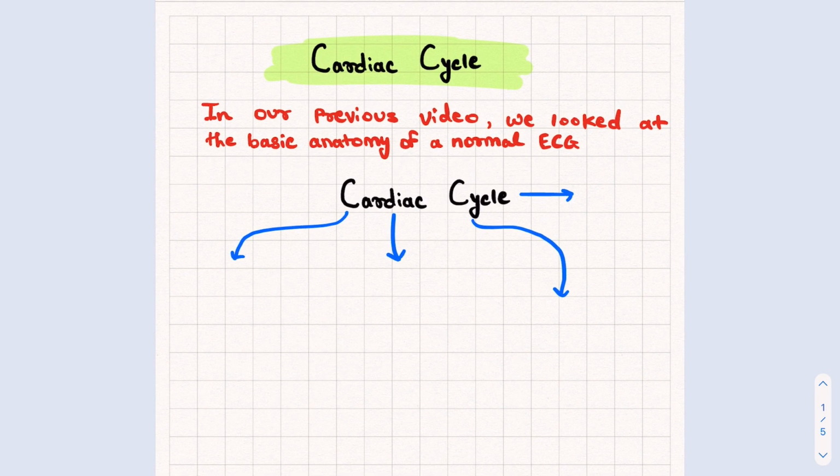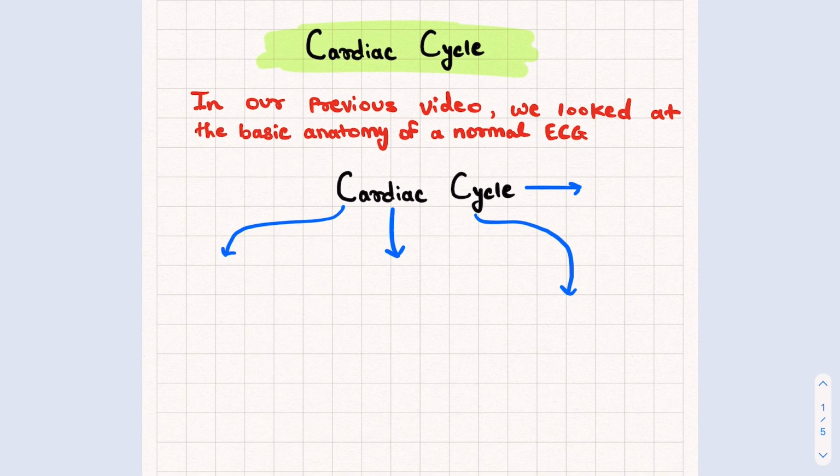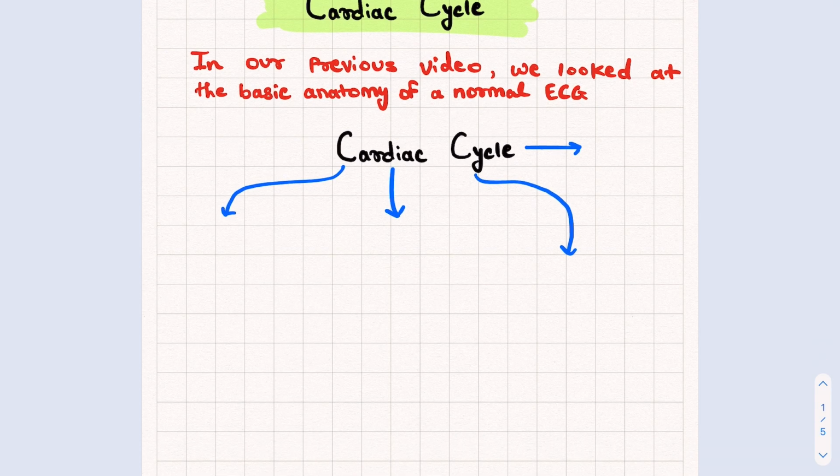Okay, so before going into each of those stages, let's identify the stages. The first stage of the cardiac cycle is diastolic filling. The second stage is isovolumic contraction. The third stage is ejection. And the last stage of the cardiac cycle is isovolumic relaxation. Now remember, isovolumic contraction comes before ejection, while isovolumic relaxation comes after ejection.